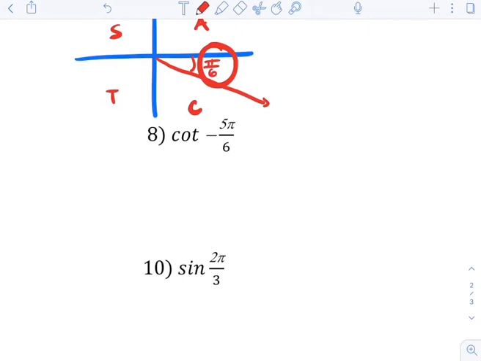Cotangent, negative 5 pi over 6. That 6 tells me my related acute angle is going to be pi over 6. Denominator gives it away. So let's test it out here. It's negative 5 pi over 6, so we're 5/6 of the way to pi.